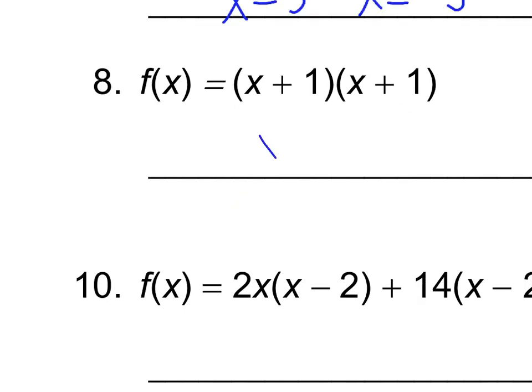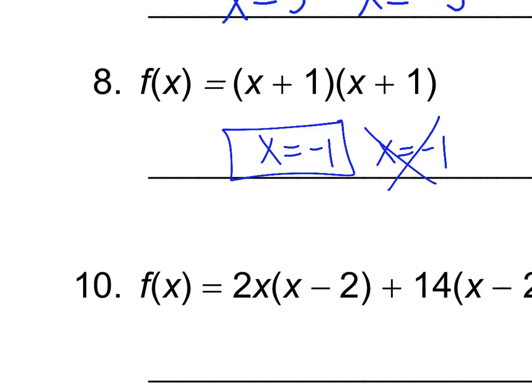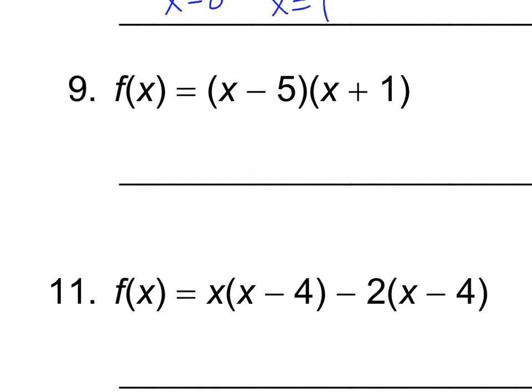Number 8, x equals negative 1 and x equals negative 1. Since this is repeating, I don't need it to repeat twice. Once is enough, and that's the answer. Number 9, x equals 5 and x equals negative 1.